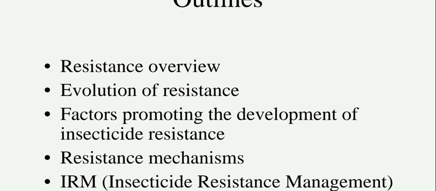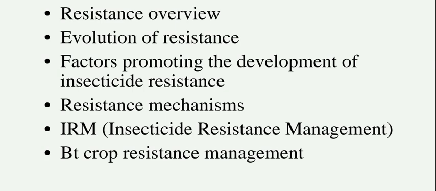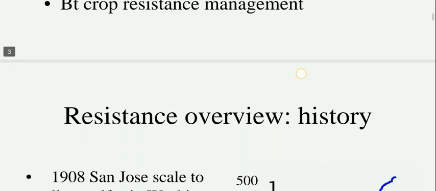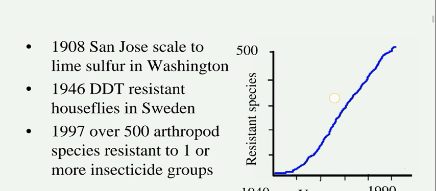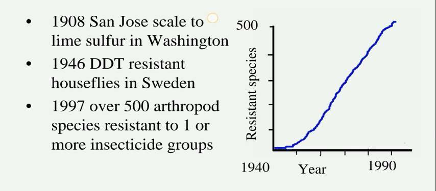Resistance overview, evolution of resistance, factors promoting the development of insecticide resistance, resistance mechanisms, IRM, that is insecticide resistance management, BT crop resistance management. Resistance overview history: 1908, San Jose scale resistant to lime sulfur in Washington; DDT resistant houseflies in Sweden 1946; 1997, over 500 arthropod species resistant to one or more insecticide groups.